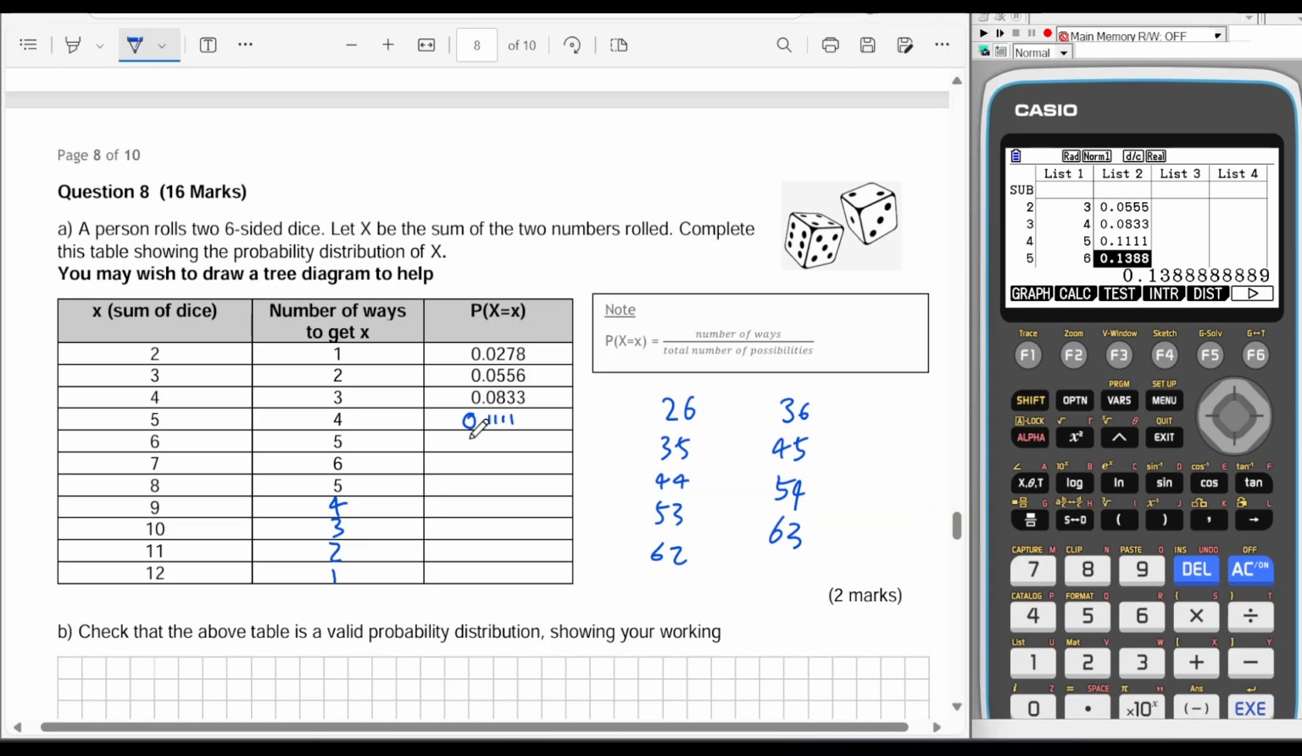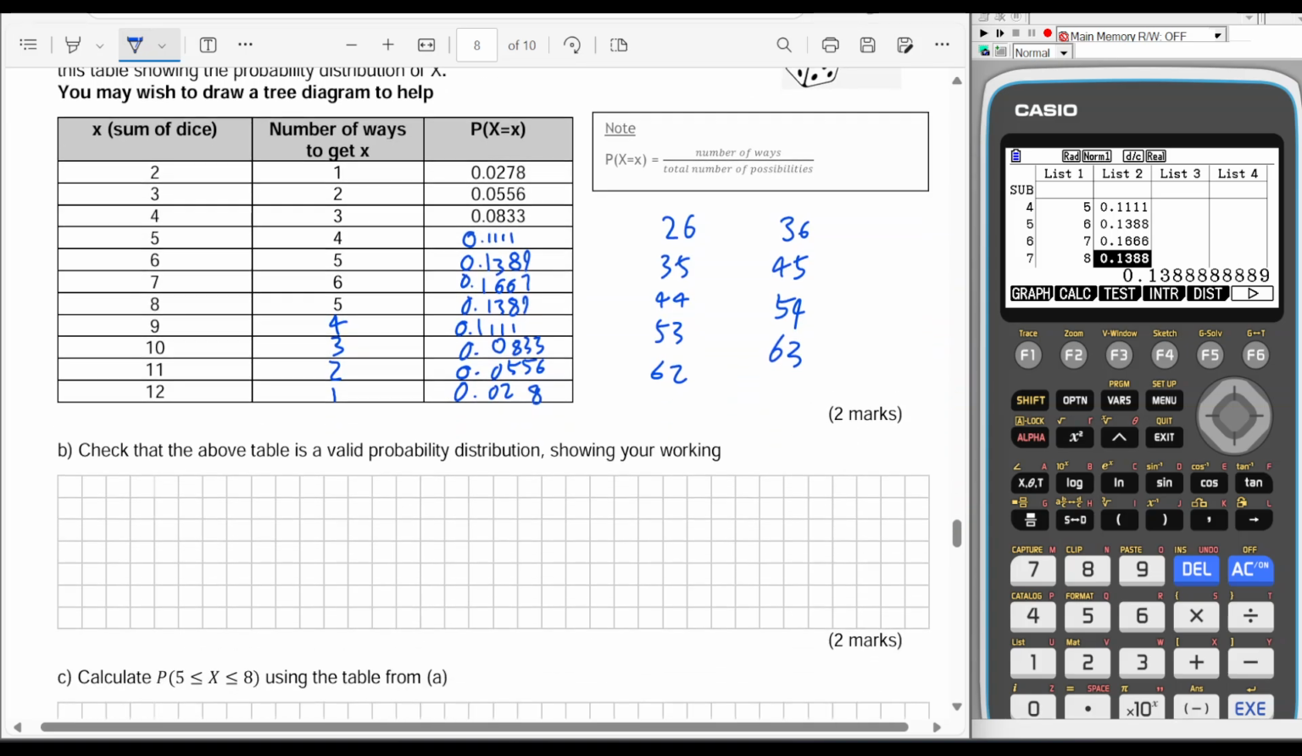So 0.1389 would be the next value if I round that. 0.1667, 0.1389, and then we can see that it sort of falls back down. So 0.0833, 0.0556, 0.0278. Okay.